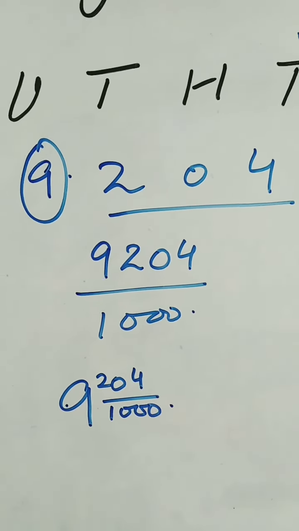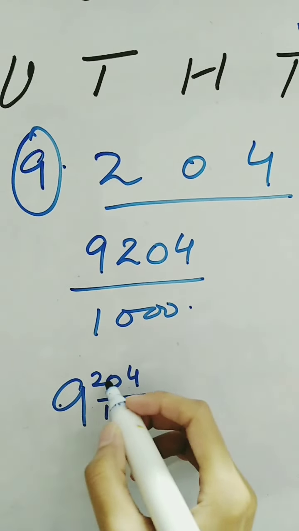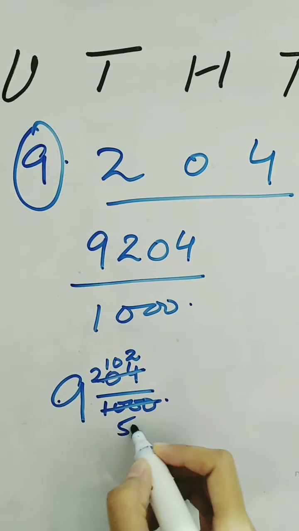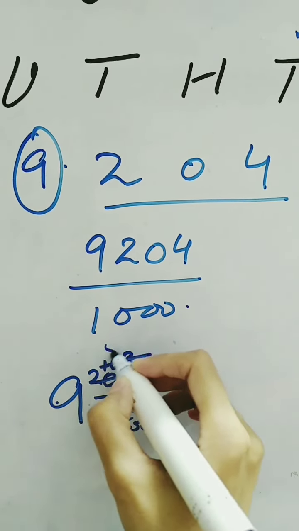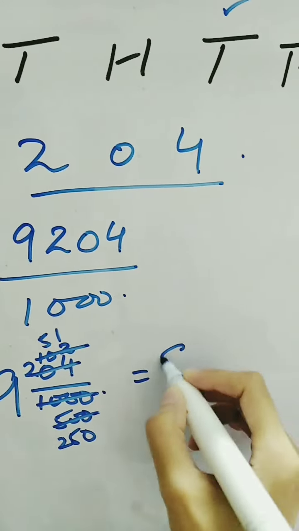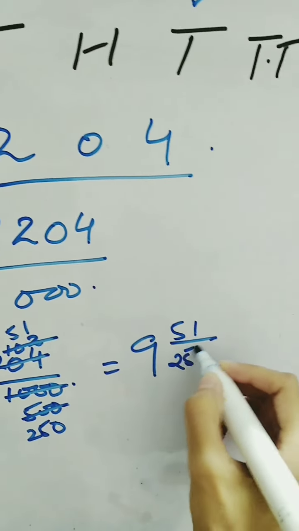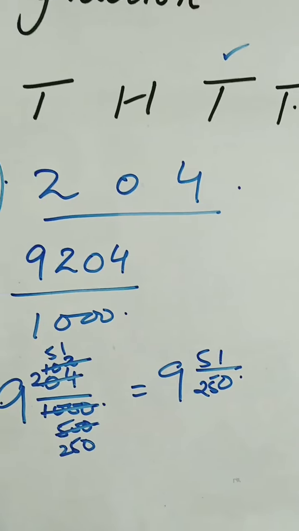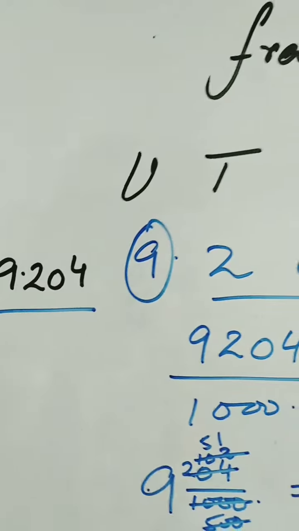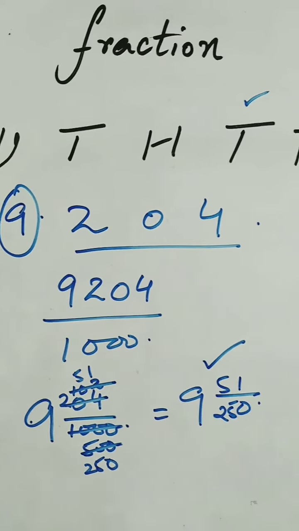So we have 204 over 1000. This can be further reduced by 2. And the final answer is 9 whole number 51 over 250. So if a decimal value is given in this form, we can also write it as a mixed number like this.